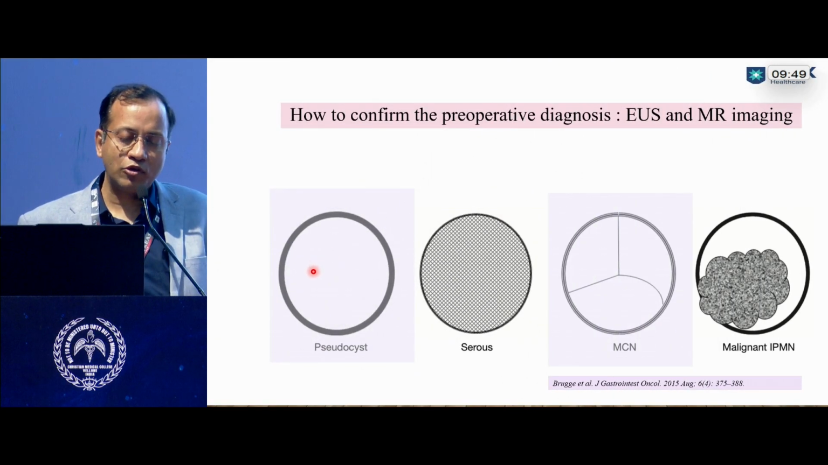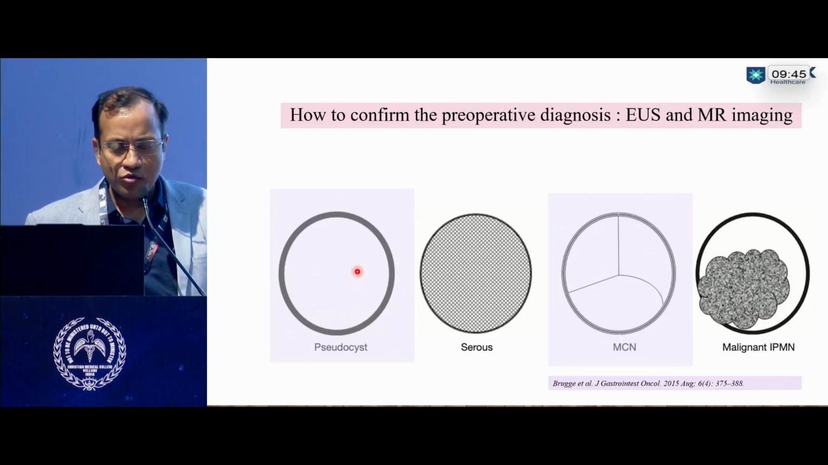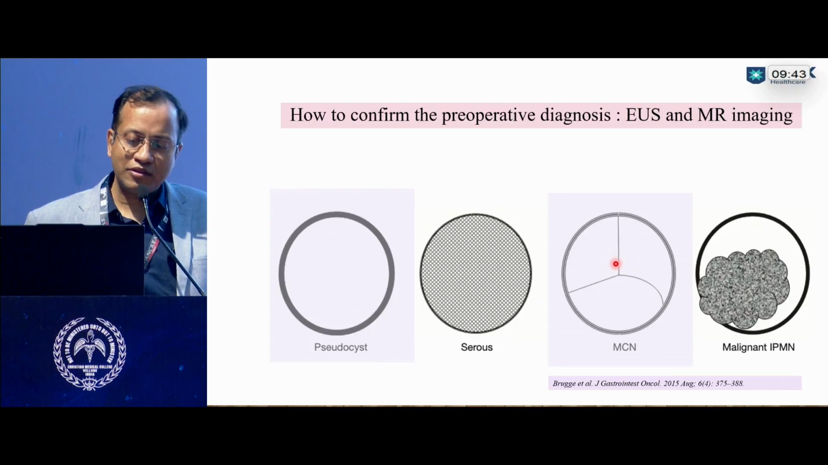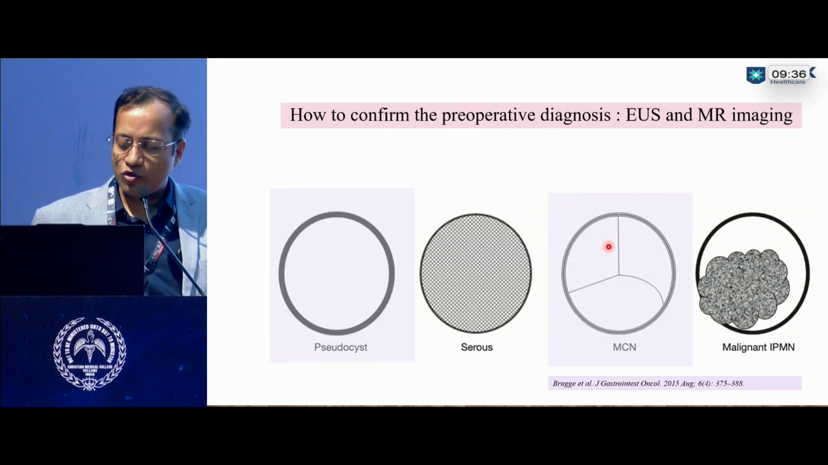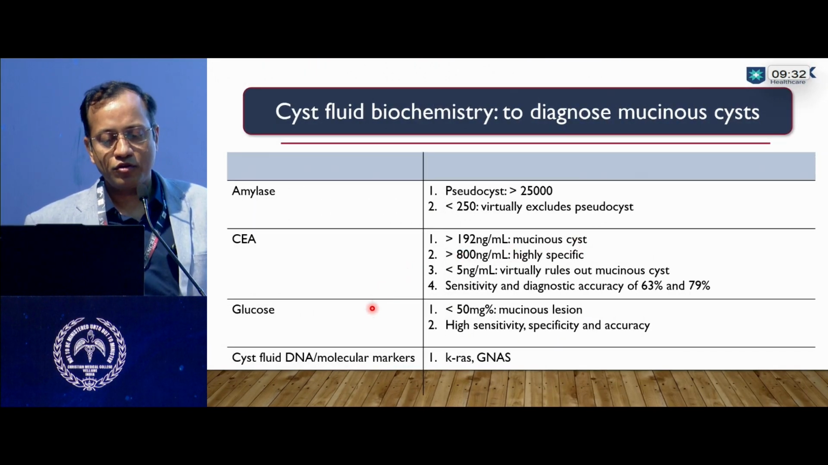If it's a unilocular cyst, it can be a pseudocyst, it can be a mucinous cyst, it can be a unilocular serous cystadenoma. And similarly, this lesion can be either a serous cystadenoma or a mucinous cystadenoma. So these two lesions may require aspiration, and on aspiration we send the sample for amylase, CEA and glucose.